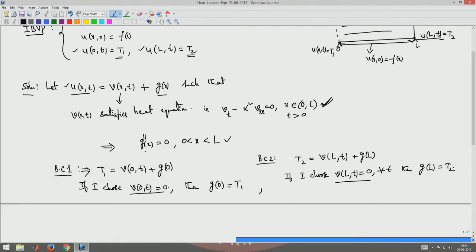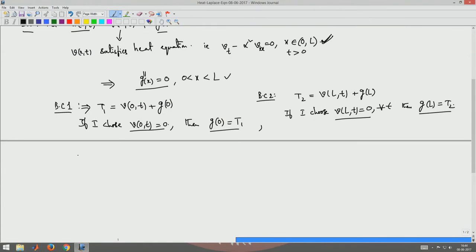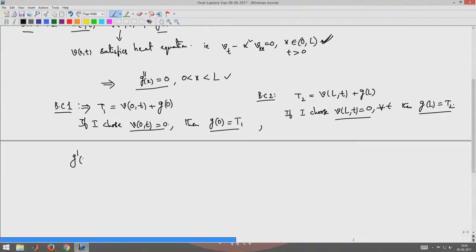But for g I have this ODE, two derivatives is 0, and this is one condition and this is another condition. So, that solves. You write first g double dash of x equal to 0 if x is between 0 to L, and g at 0 is T1, g at L equal to T2. So, how do I solve this? We can solve this.